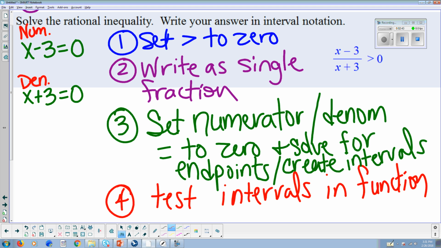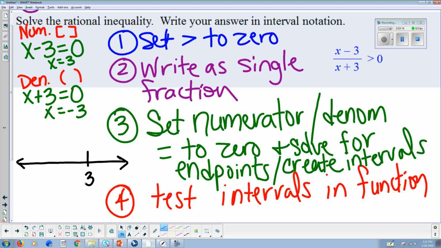Because of what is going to happen when we create our intervals, the intervals from the denominator are going to get curvy brackets, whereas the numerator are going to get square. Okay, so solving each of these, we get x equals 3 and x equals negative 3. So, we're going to create these intervals on a number line. So here's a number line, and my two endpoints are positive and negative 3. So if this is positive 3, negative 3 may be here.